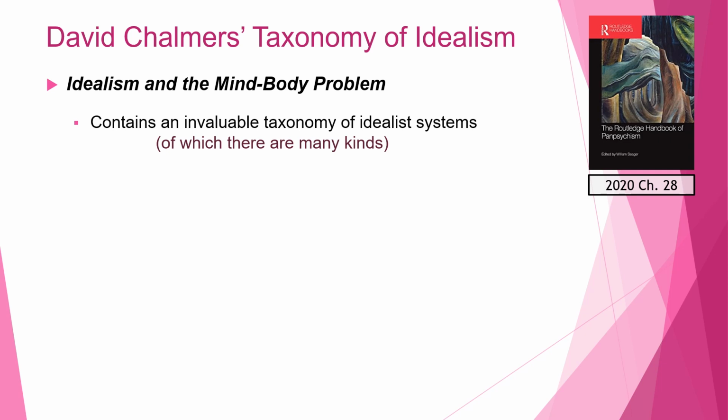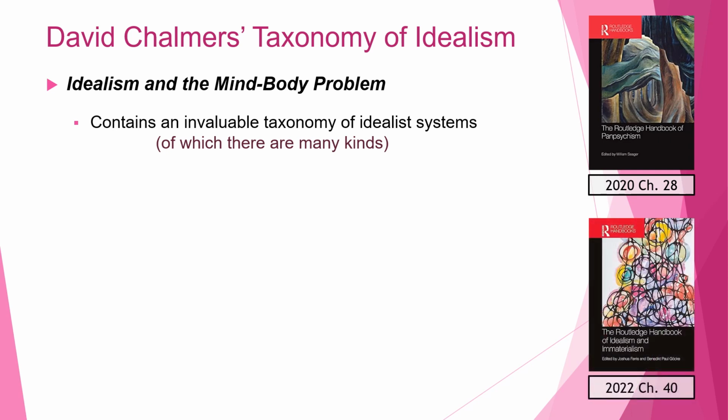As might be expected, for the most part, this taxonomy parallels that for panpsychism. It was later reprinted as Chapter 40 of the 2022 book, The Routledge Handbook of Idealism and Immaterialism. He performs another important service. He emphasizes that many variants of idealism are realistic. The mistaken notion that idealism is the antithesis of realism is widespread, even in reputable academic circles.